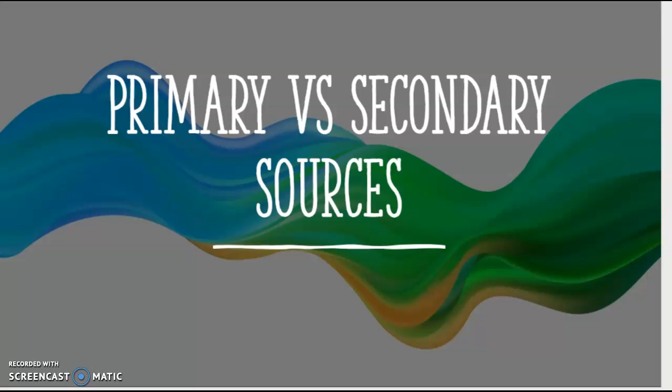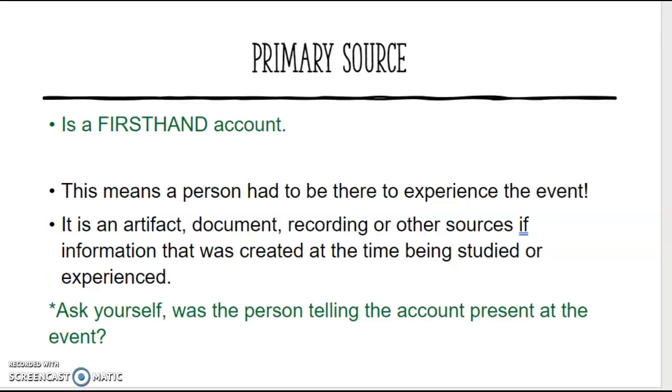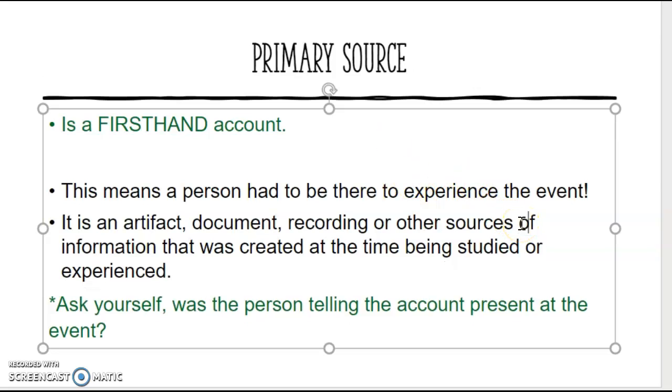So today we're going to learn about and also review primary and secondary sources. So the first thing is a primary source. A primary source is a first-hand account, and this means that a person actually has to be there to experience the event. It's an artifact, document, a recording, or other sources of information that was created at the time being studied or experienced. So that person had to have been there.